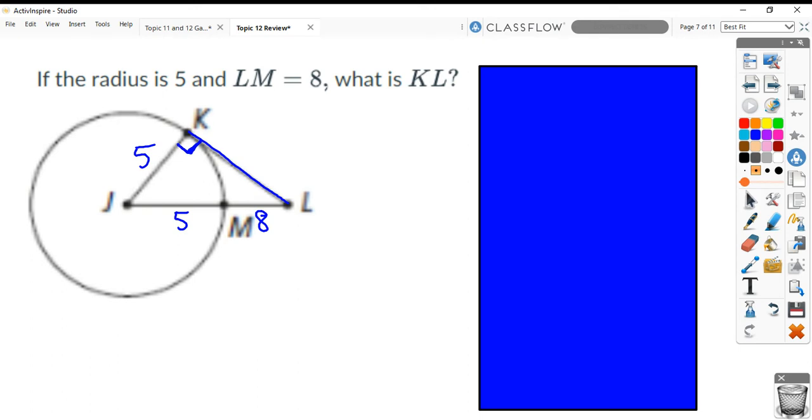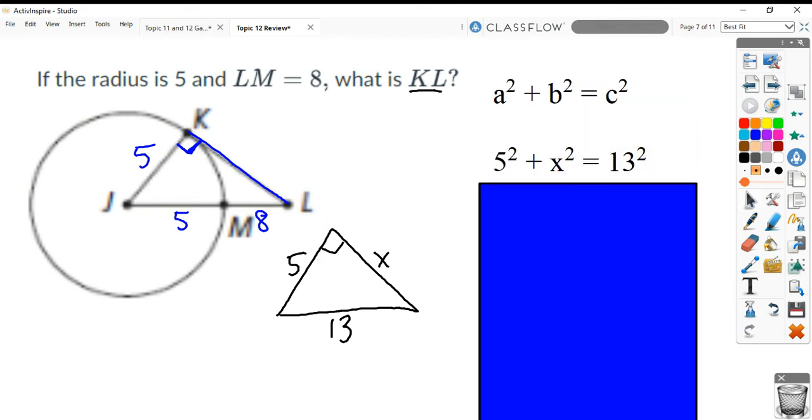So if we're talking about this triangle, what I'm going to do is draw the triangle just by itself, without any of that other stuff. With the circle, we've got 5, we've got 13, and it's asking what is KL. So it's asking for this thing right here. Whenever you're dealing with the side lengths of a triangle, it's just Pythagorean theorem. A squared plus b squared equals c squared. In this example, a and b are going to be your two legs, 5 squared and x squared. C squared is your 13 squared.